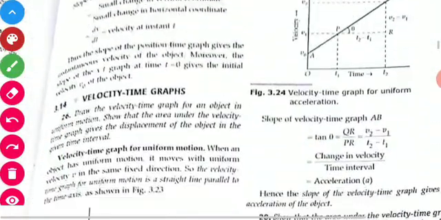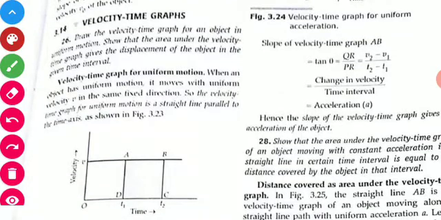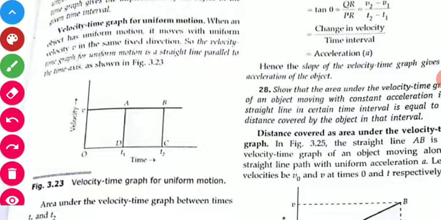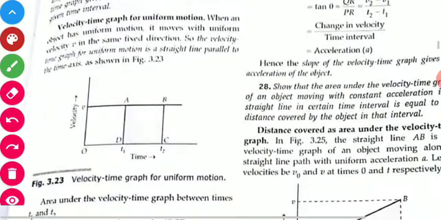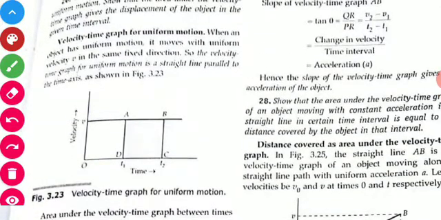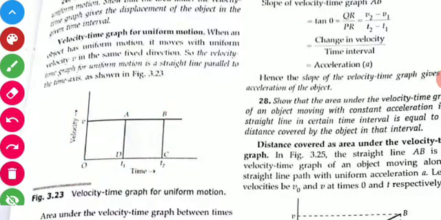Now next we have the velocity time graph. Basically the velocity time graph is between velocity and time. In this we have the graph for uniform motion, when velocity is not changing. So here we can say that the line is horizontal. When time is 0, velocity is v. When time is t1, velocity is v. When time is t2, velocity is v. It means velocity is not changing.